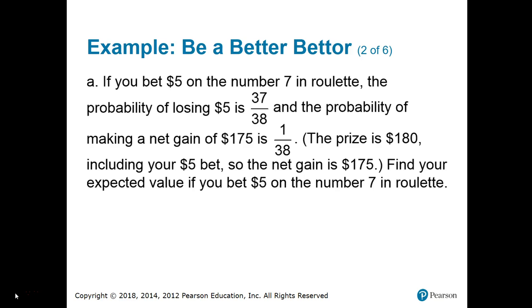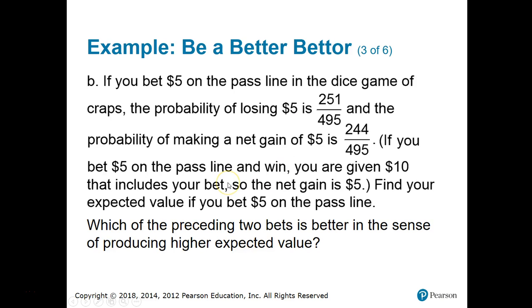Alright, if you bet $5 on the number 7 in roulette, the probability of losing $5 is 37 over 38, and the probability of making a net gain of $175 is 1 over 38. Prize $180, including the $5 bet, so the net gain was $175. You find your expected value if you bet $5 on 7. Well, losing 5 means negative 5 has a probability of 37 over 38. And plus 175, 1 over 38.